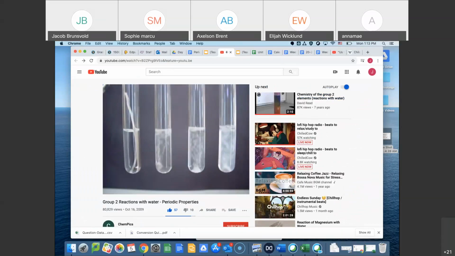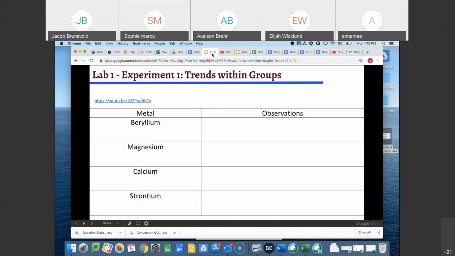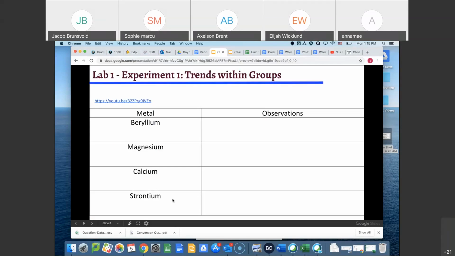So you're supposed to order them from most reactive to least reactive. Okay. And so then go ahead and, so here, let's watch it one more time.